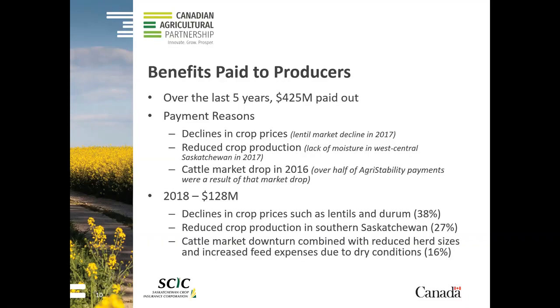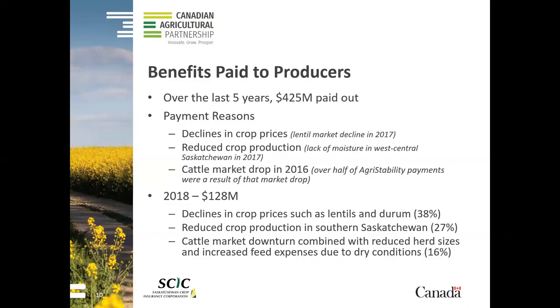2018 alone is about $128 million. So it's a really big payout year. Lentil and durum values continued to struggle in 2018, which factored into about 38% of the payments that we've provided for that year. Crop production across southern Saskatchewan was down significantly in 2018, which impacted about 27% of our benefits. And cattle prices were lower when compared to 2017.